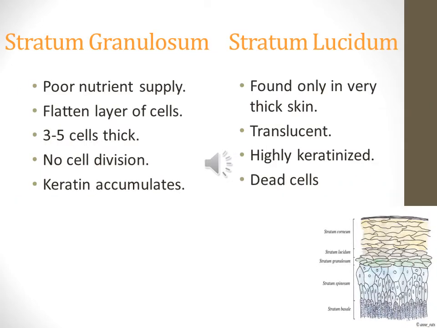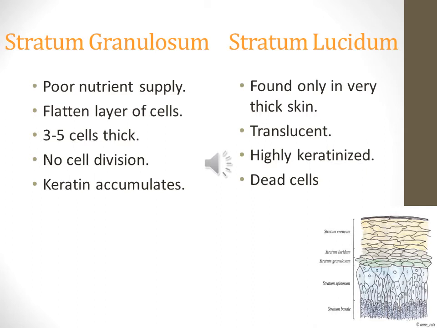So I've listed these two on the same slide, and part of that is because your stratum lucidum is an extra layer that is only found in the palms of your hands and the soles of your feet. So it's only found in thicker skin, and it's a translucent band between the corneum and the granulosum. The cells are pretty much identical to the corneum, so they're highly keratinized dead cells that are flattened out, and they're, again, thick skin, so palms and soles, areas of great use and high friction.